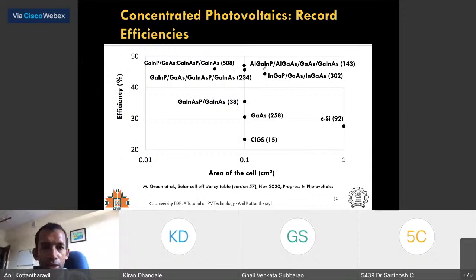Okay, so you can see the record efficiencies are really very impressive. 47.1% is the highest. Various technologies, and the area of the cell is very small. In the case of silicon, we have seen like 200 centimeter square and so on and so forth. Here, this is really tiny. Okay, here also you are talking about concentration. So these numbers here are concentrations. So the lens area in this case would be 500 times the solar cell area. Yeah, that's what it means, right?